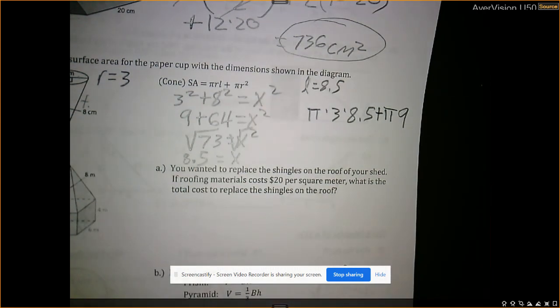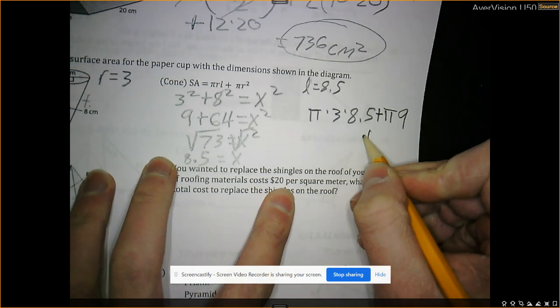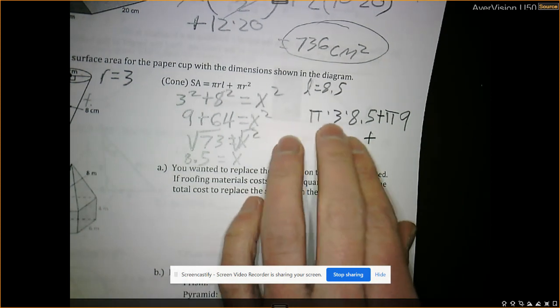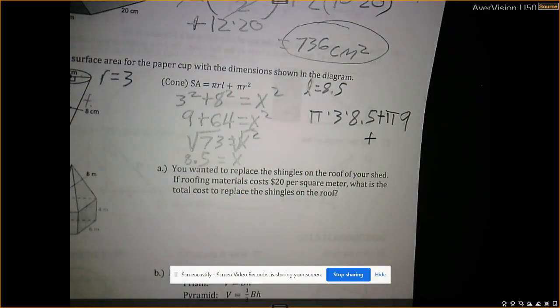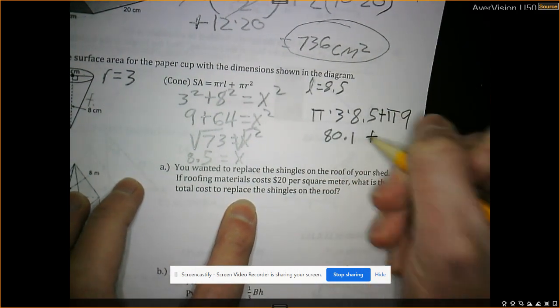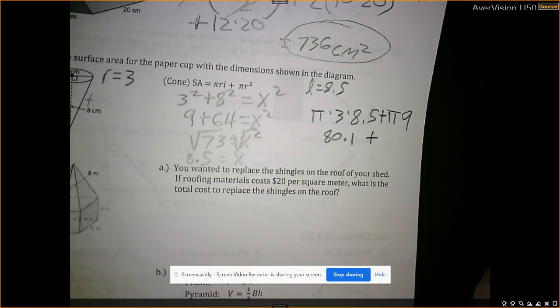Okay. And now, remember, addition has to happen last, and that's what PEMDAS says. So now I have to do the multiplication first. So I'm doing pi times 3 times 8.5. That's 80.1. So we're calling this 80.1 right away, plus pi times 9. So Sean, is it 80.1 or is it 80.7? I got 80.1. Yeah, I got 80.1. Did you do 3.14? I did actual pi, so maybe that's why it's different.